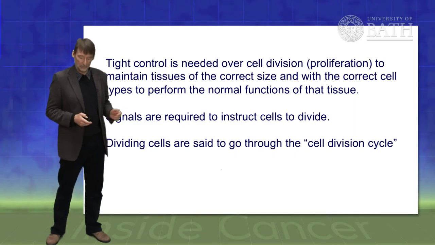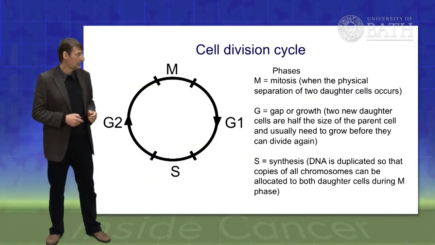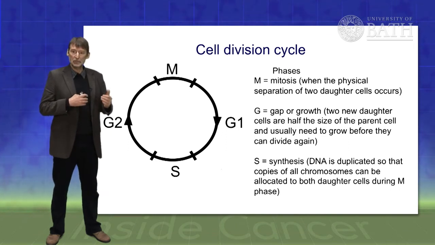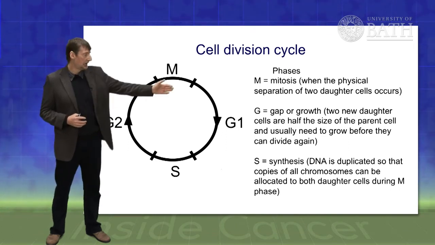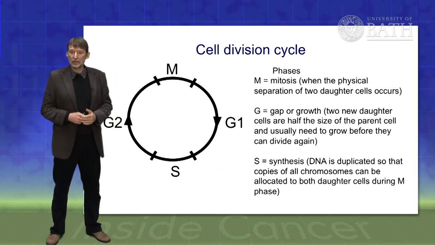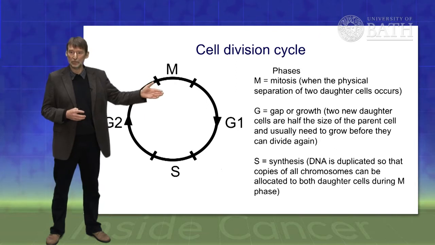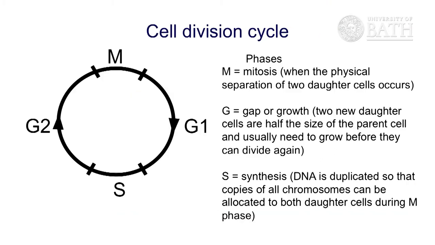And first of all, we have to consider the life history of the cell. A dividing cell is said to go through the cell cycle. And this is a cycle in which most cells spend most of their time in a resting phase, if you like, called G1 or gap 1. If the cell's going to be instructed to divide, it has to pass from that gap or growth phase into S phase, which is the period during which the cell divides all of the DNA.